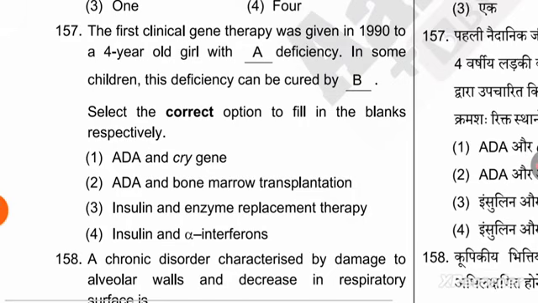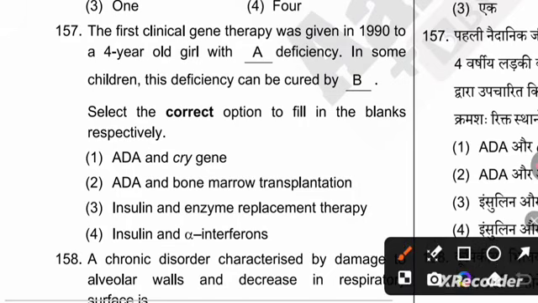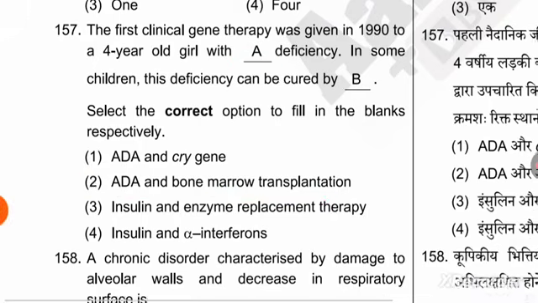The first clinical gene therapy was given in 1990, yes, to a 4-year-old girl with ADA deficiency. A is a deficiency called ADA deficiency, and in some children the deficiency can be cured by bone marrow transplantation. So A is ADA, B is bone marrow transplantation, the right one. Let us go to 158th question.